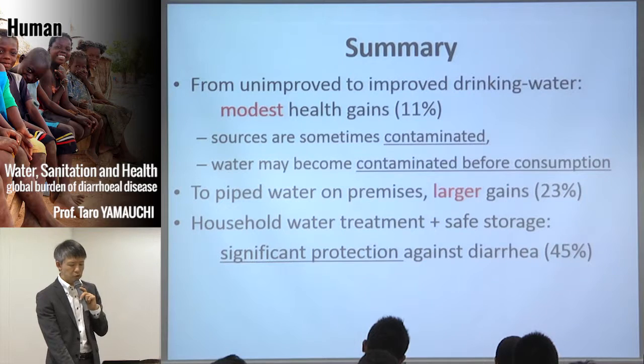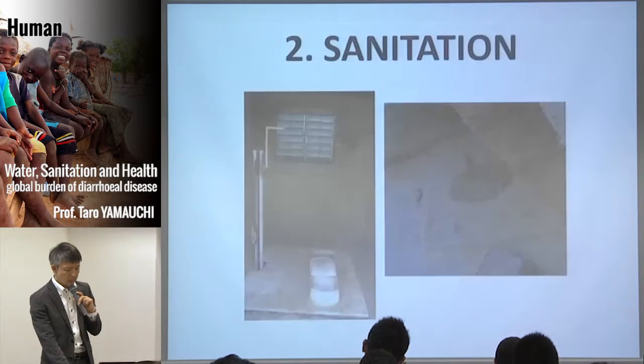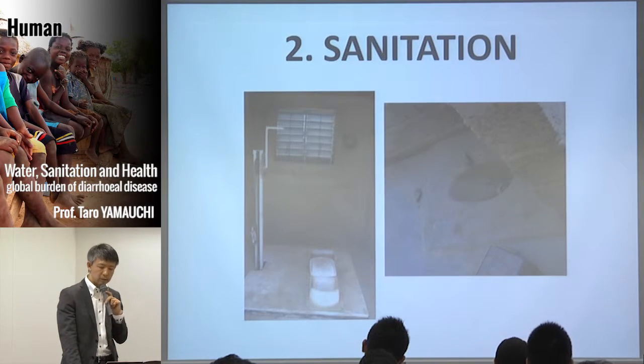Effective household water treatment combined with safe storage can provide significant protection against diarrhea, 45%. Now let's move on to the next risk factor, sanitation.